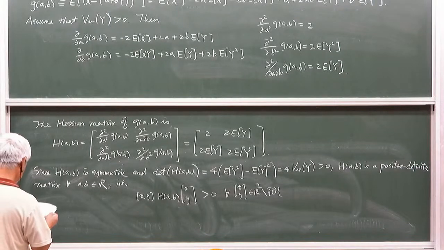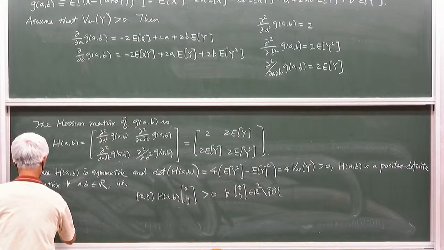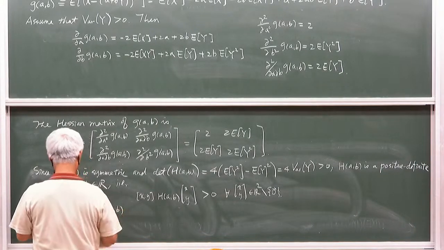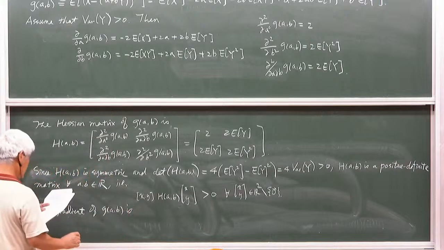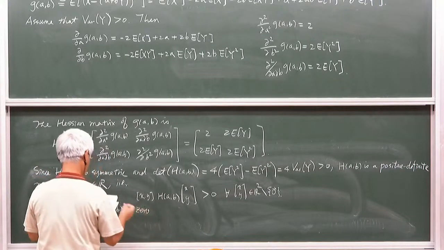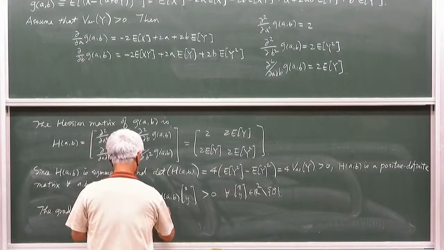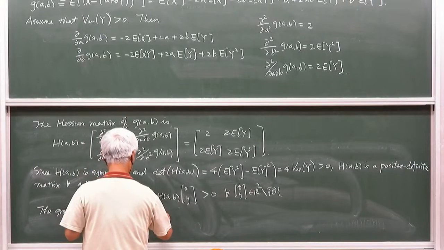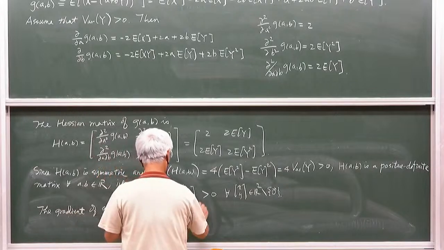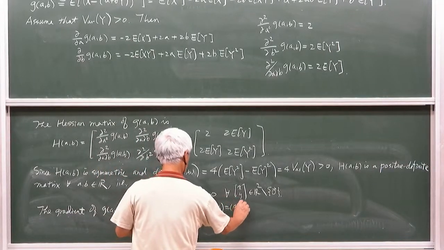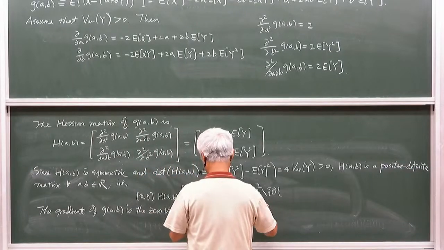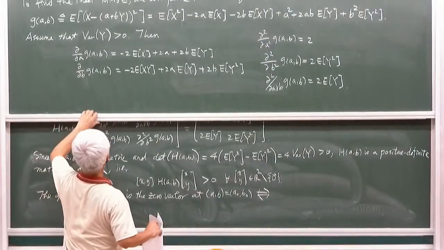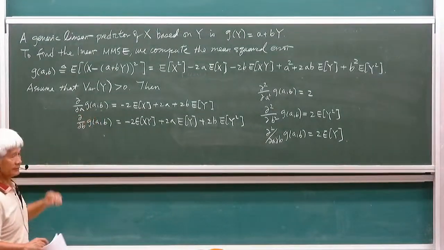Now, the gradient of the mean square error G of A, B is the 0 vector at A, B equal to A0, B0, if and only if the two first order partial derivatives are zeros.